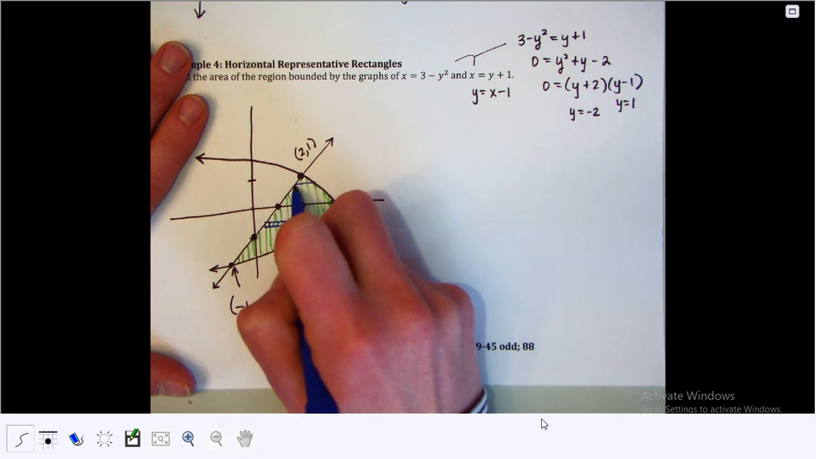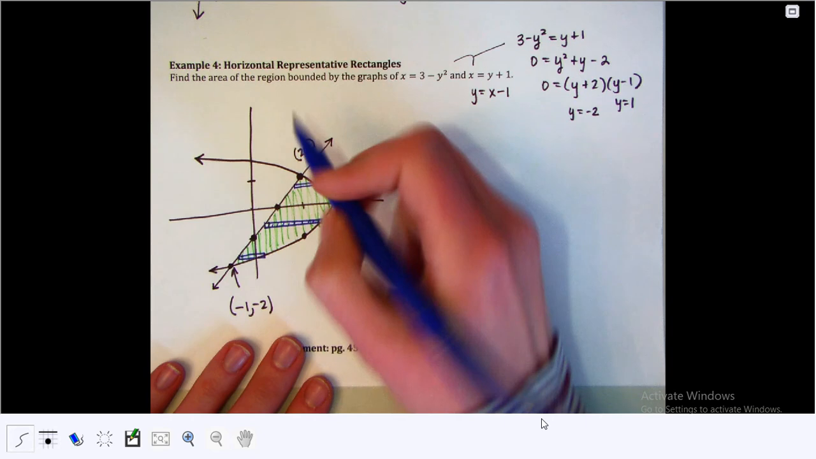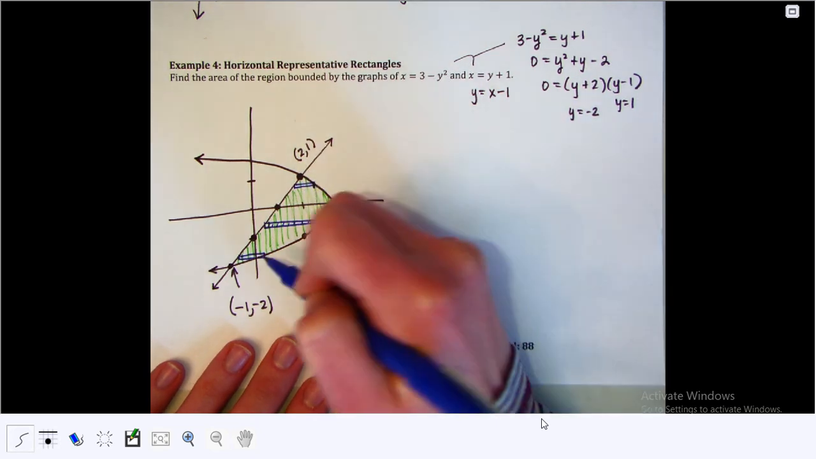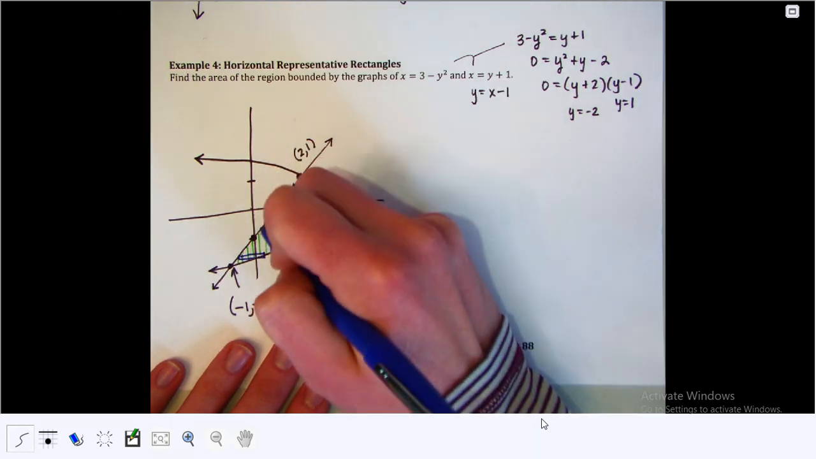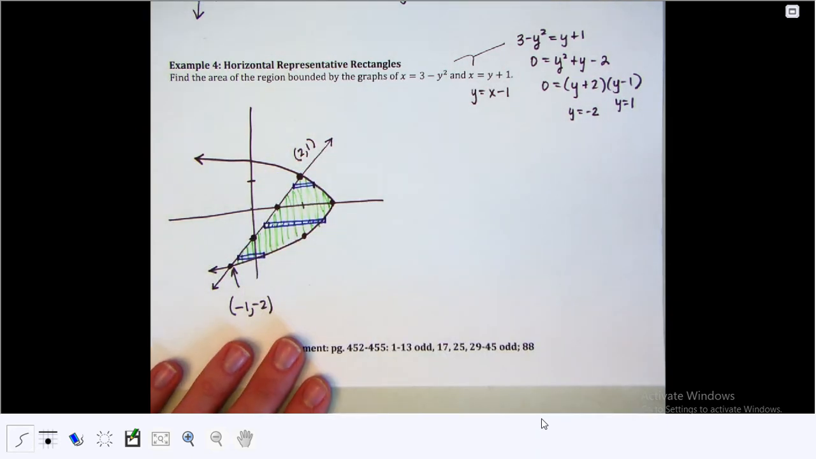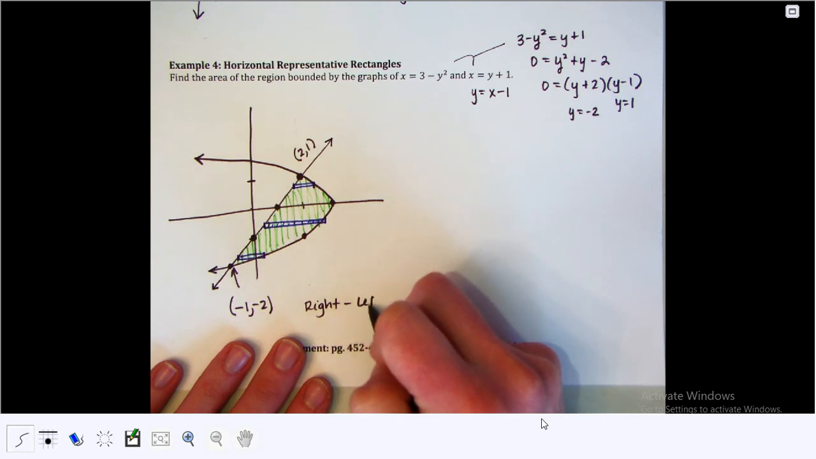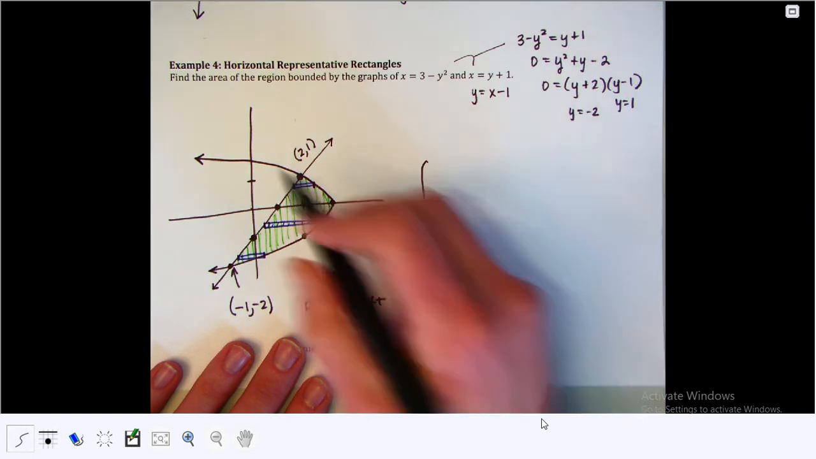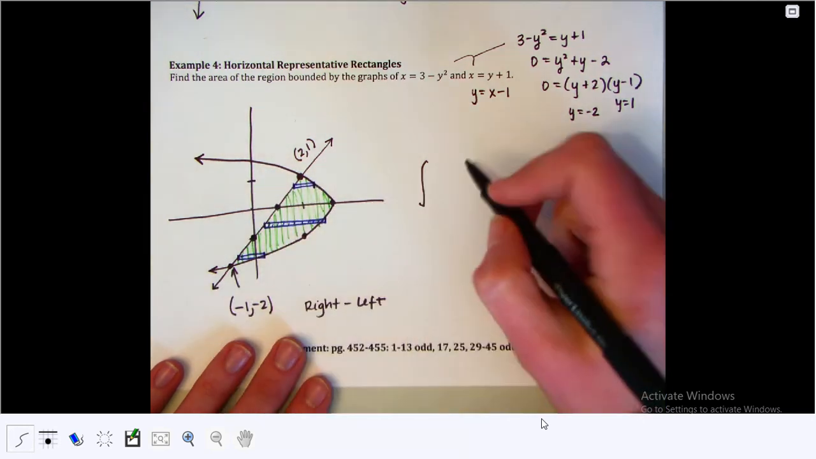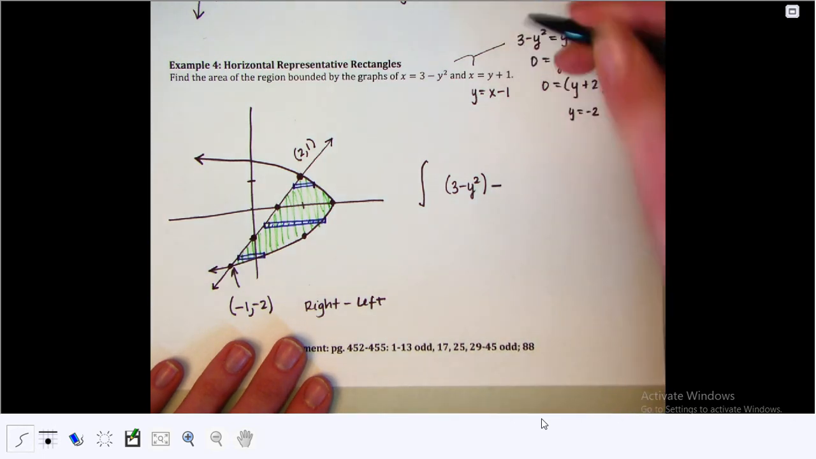And the benefit to that here is that no matter where I draw my rectangle, the right end of my rectangle is always lying on the parabola. The left end of my rectangle is always lying on the linear function. And so I can set this up as right minus left from the front side. I would set up the integral of the rightmost curve. That is my parabola, so 3 minus y squared. And I'll subtract the leftmost curve, y plus 1.